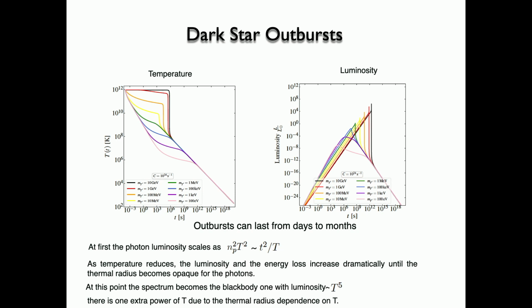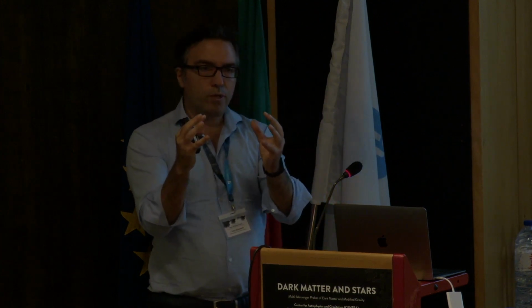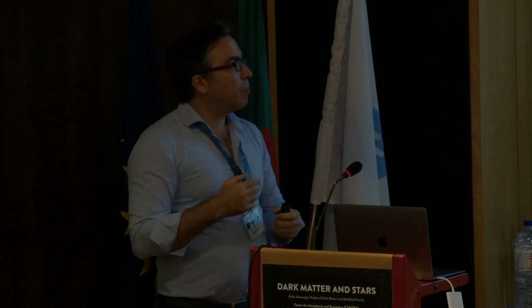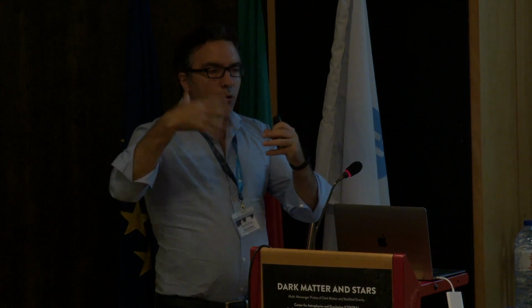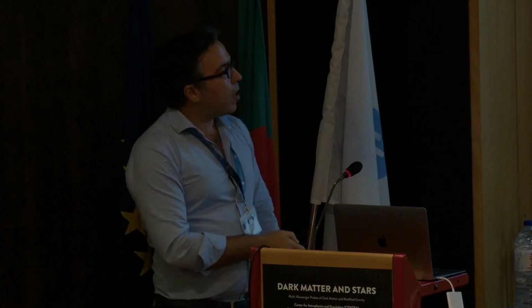And as the ordinary photons now start dominating the cooling of this star by emitting energy, what happens is that as the temperature reduces, the thermal radius that I mentioned, where these protons and electrons are concentrated at the core of the dark star, reduces itself. Okay, so the more you emit, the more you reduce the temperature, and the thermal radius reduces, and that creates this outburst.